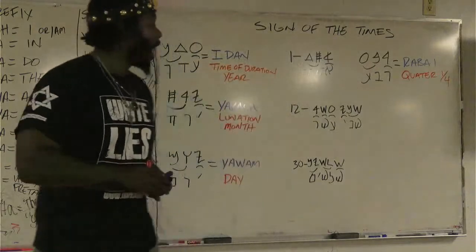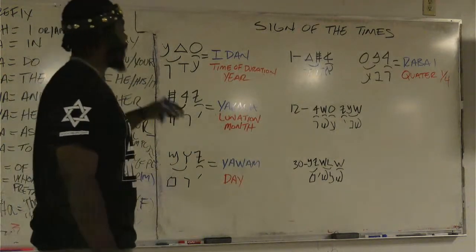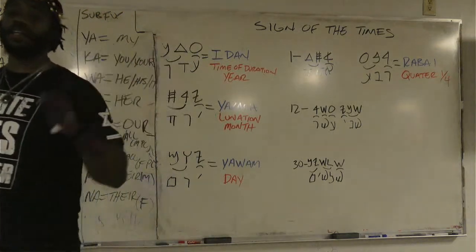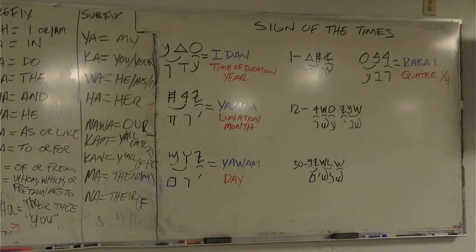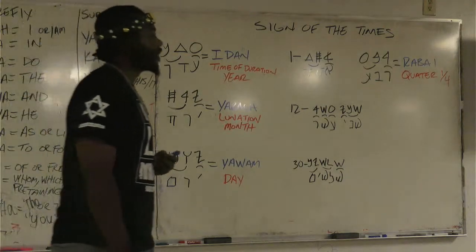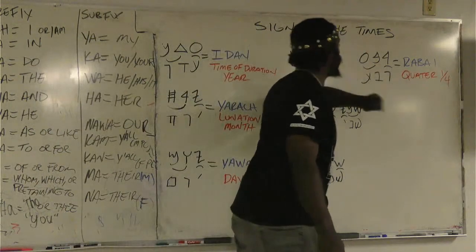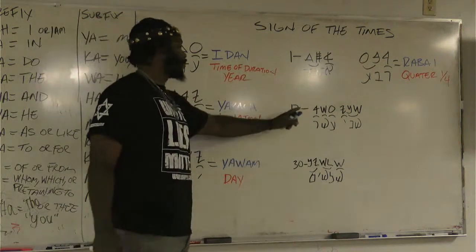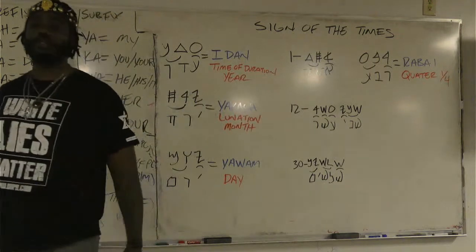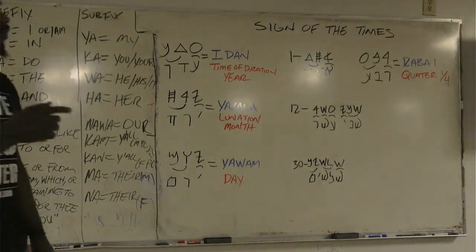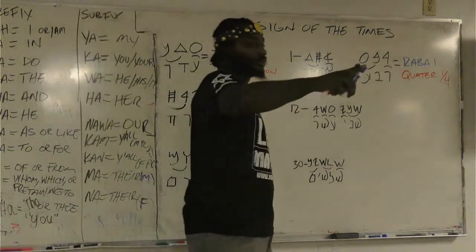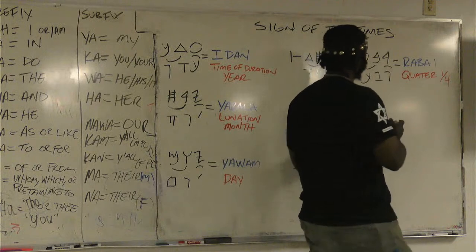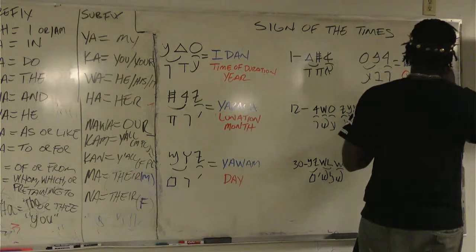So how many rabbis, quarters, are there in Idan if you have 12 Iraq? 4. So what is 4 in Hebrew? Arabai. I'm just going to write it above it.